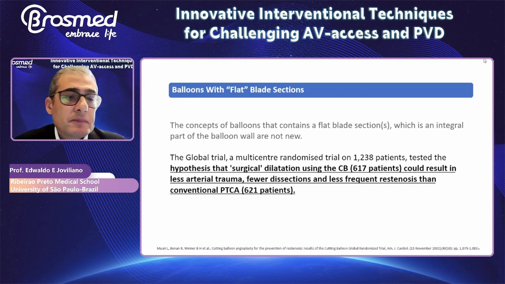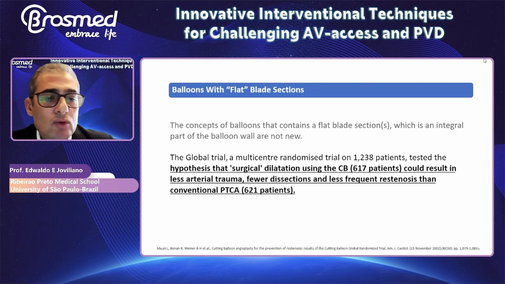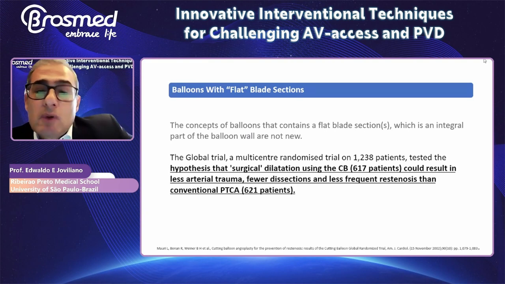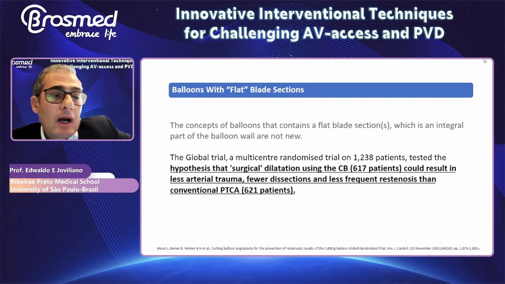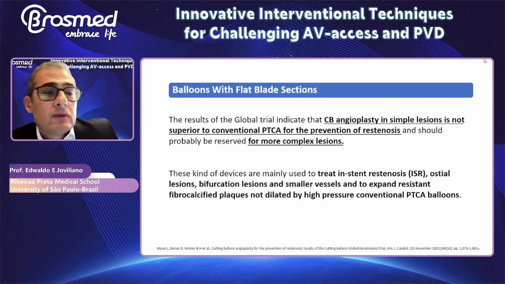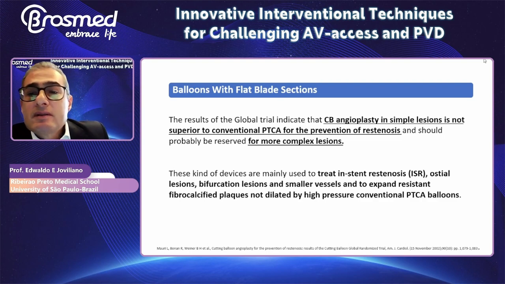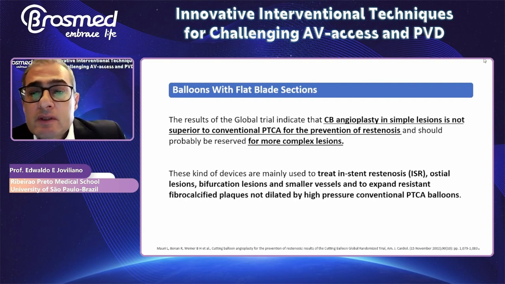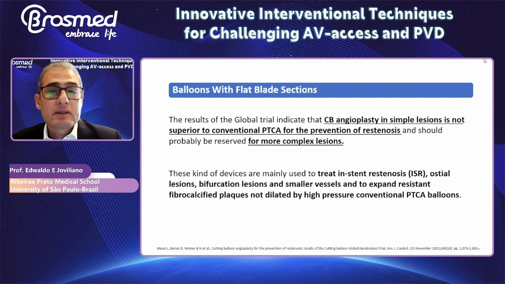The concept of balloons that contain a flat blade section as an integral part of the balloon wall is not new. The Global trial, a multi-center randomized trial with more than 1,200 patients, tested the hypothesis that surgical dilatation with a cutting balloon could result in less arterial trauma, fewer dissections, and less frequent restenosis than conventional PTCA. But the results indicate that cutting balloon angioplasty in simple lesions was not superior to conventional PTCA for prevention of restenosis and should probably be reserved for more complex lesions.